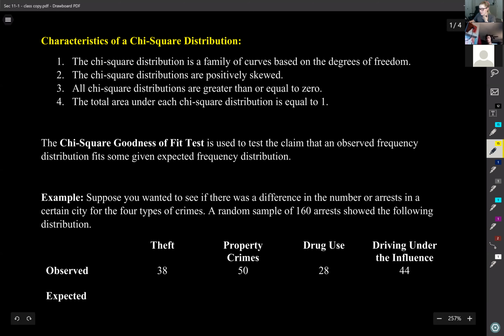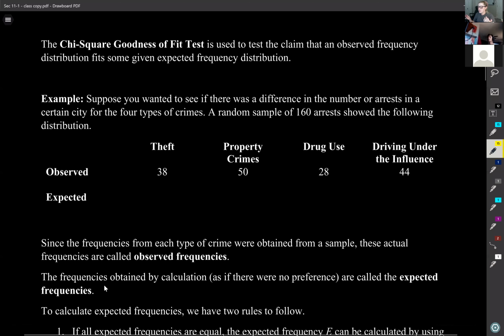Okay, so next, the chi-square goodness of fit test is used to test the claim that an observed frequency distribution fits some given expected frequency distribution. Sounds like a lot of words, so let's just talk about an example here. Suppose you wanted to see if there was a difference in the number of arrests in a certain city for the 4 types of crimes. A random sample of 160 arrests showed the following distribution.